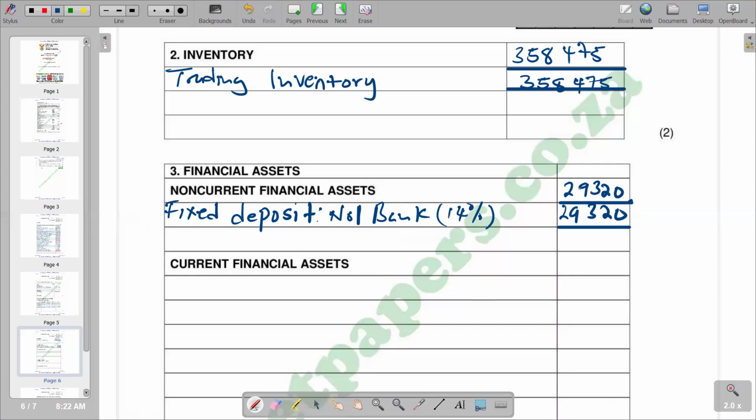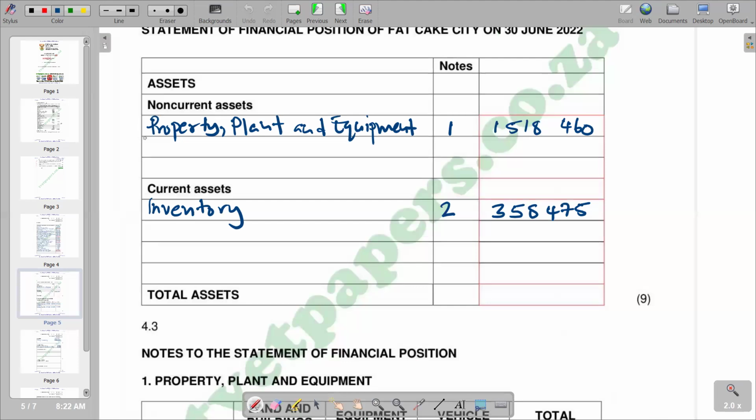So the total is the figure that is supposed to be transferred to the statement of financial position, whereby we now refer back and we know that in other non-current assets we've got also a non-current financial asset of fixed deposit. So basically we just refer back and we are saying fixed deposit, which is 29,320. So these are the two non-current assets that we have, so we can as well close.